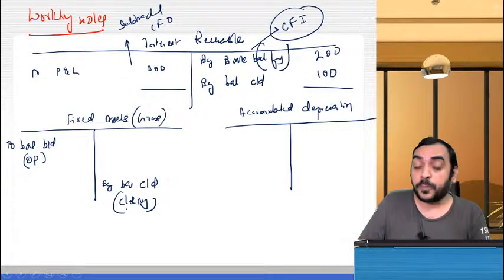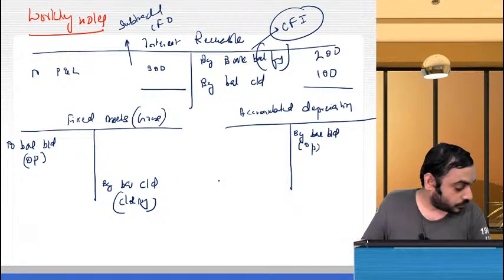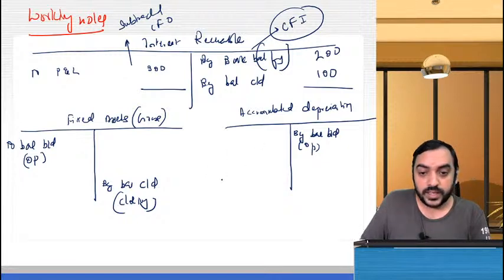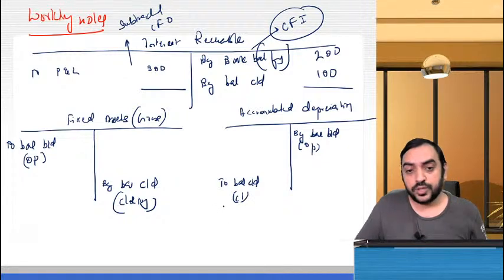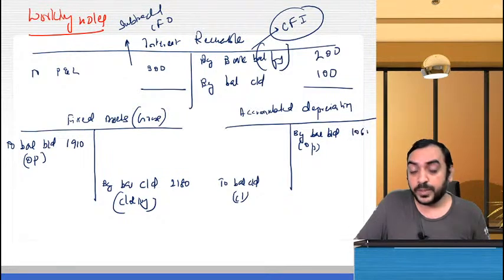Whereas in accumulated depreciation it is the opposite: by balance brought down, opening, to balance carried down, closing. From the balance sheet, let's write down the amounts. So to balance brought down 1910, by balance carried down 2180, by balance brought down 1060, to balance carried down 1450.